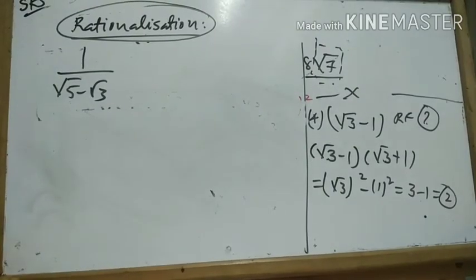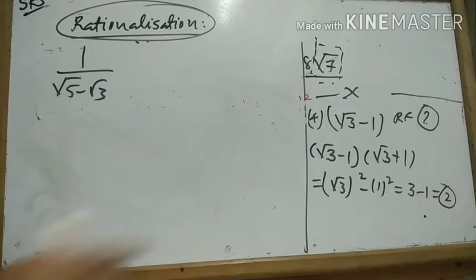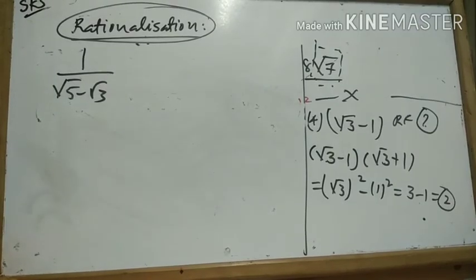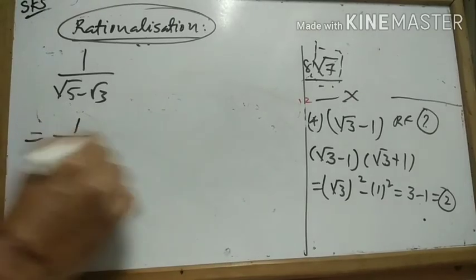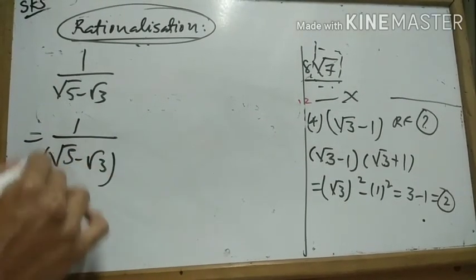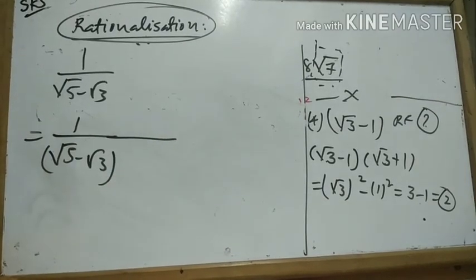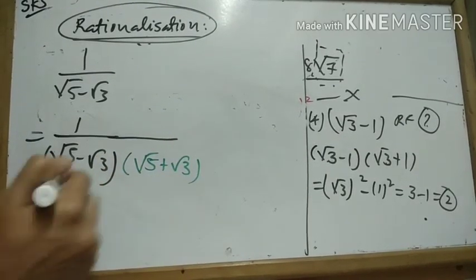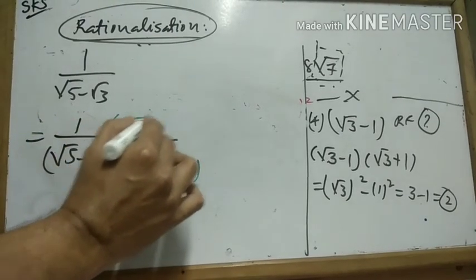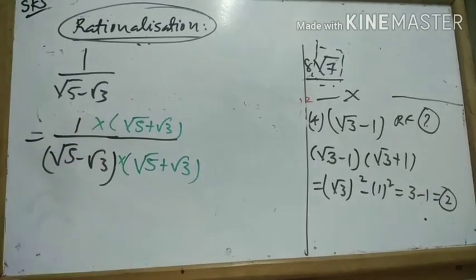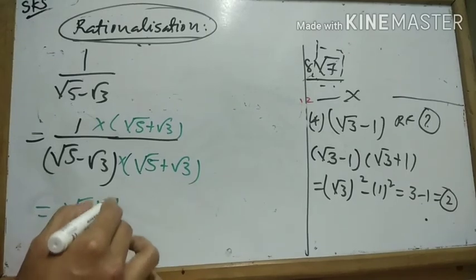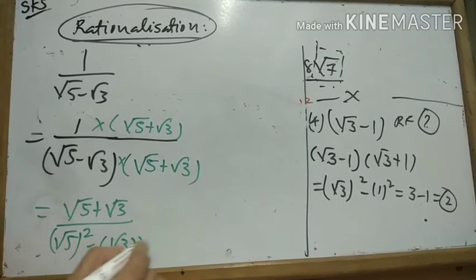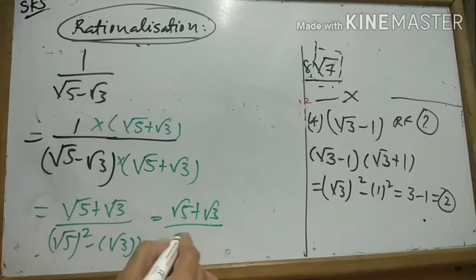1 upon root 5 minus root 3. Internationally it is decided that the denominator cannot be an irrational number, or the denominator should not be an irrational number. So I want to make the denominator a rational number. What shall I do? Root 5 minus root 3 is a binomial, and I hope you recall this concept. Here I will write root 5 plus root 3. And in the denominator, if I multiply by some number, I have to multiply the same number in the numerator. What will happen? Root 5 plus root 3 over root 5 squared minus root 3 squared. So root 5 plus root 3 whole divided by 5 minus 3.